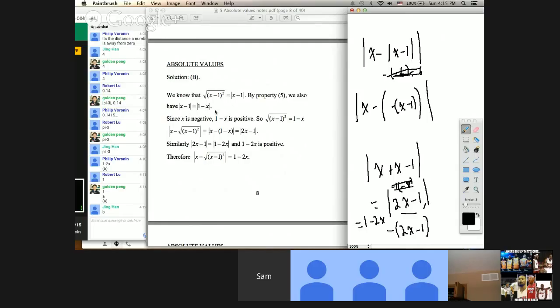By property 5, we also have that. Since x is negative, 1 minus x is positive, blah, onwards.